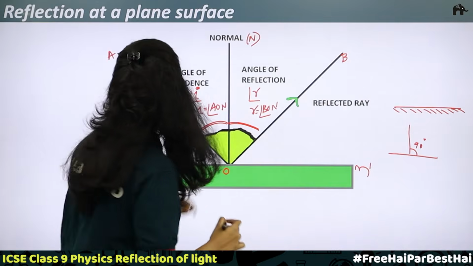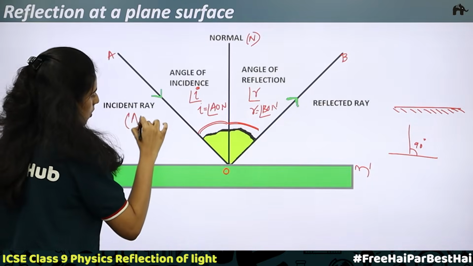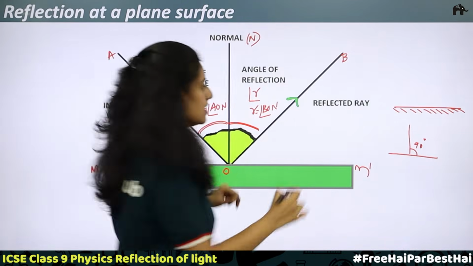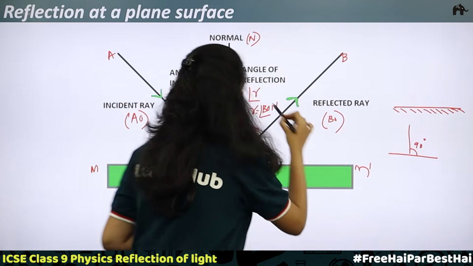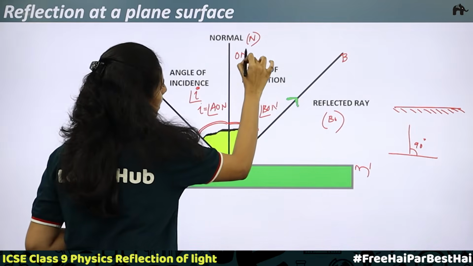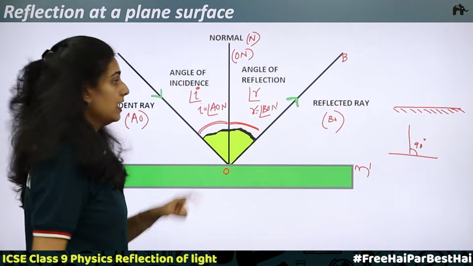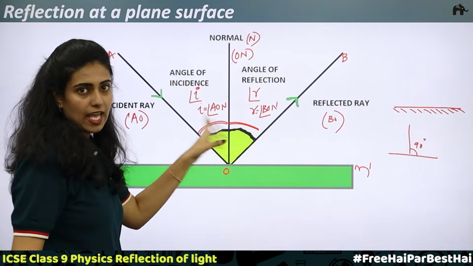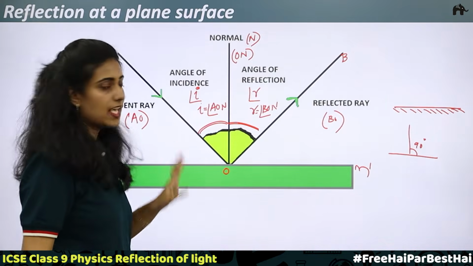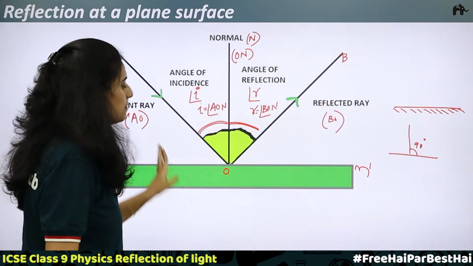So here we have the surface MM dash. Then the incident ray is AO. Reflected ray is BO. Normal is ON. Then angle of incidence is angle AON, and angle of reflection is angle BON. So these are the important terms.